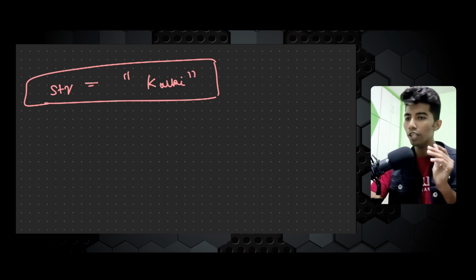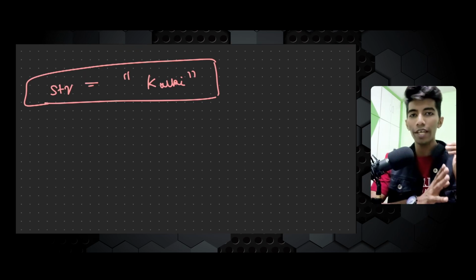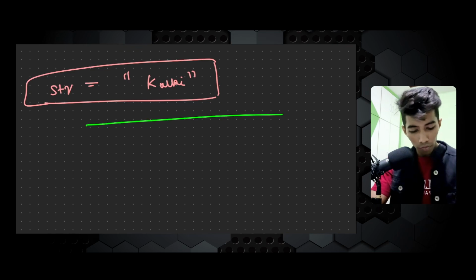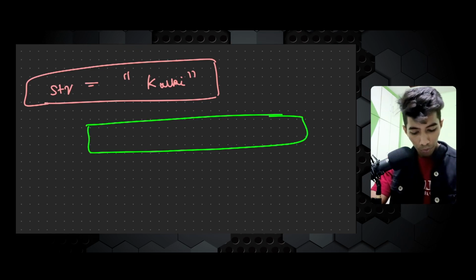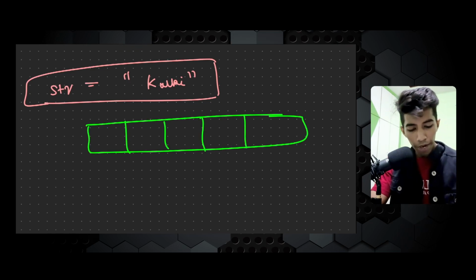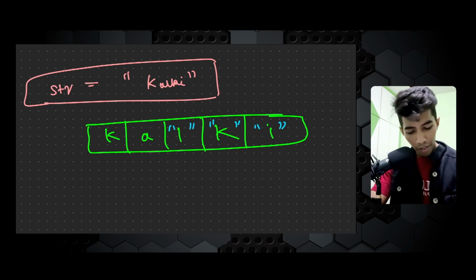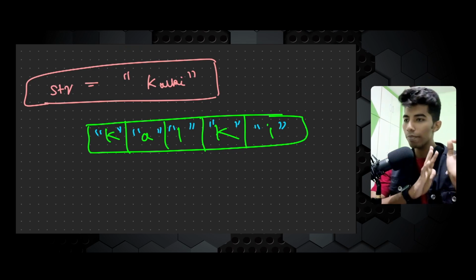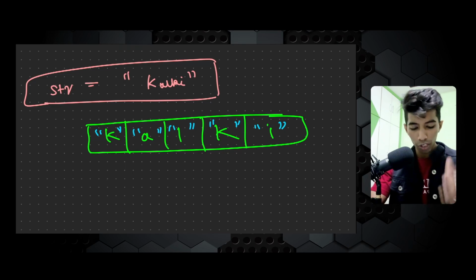String is nothing but an array of characters. You can understand it this way, because a string is actually made up of characters, right? I can write like this. Got my point? They are individual characters. Very easy to understand. It's a very basic understanding of how a string actually looks.